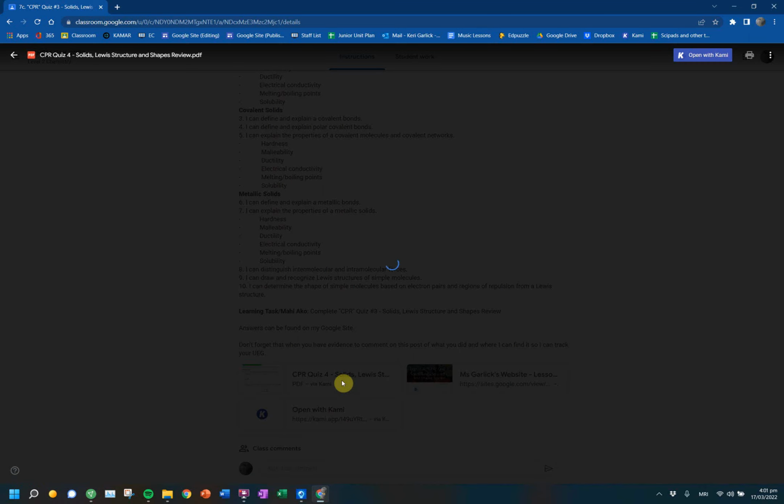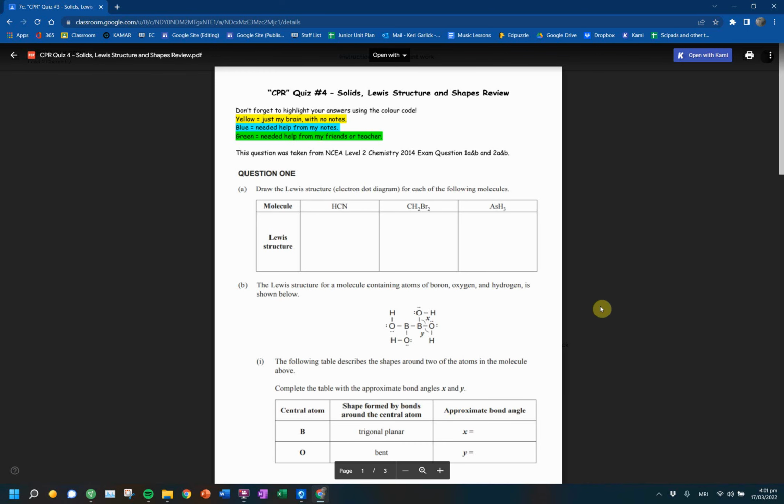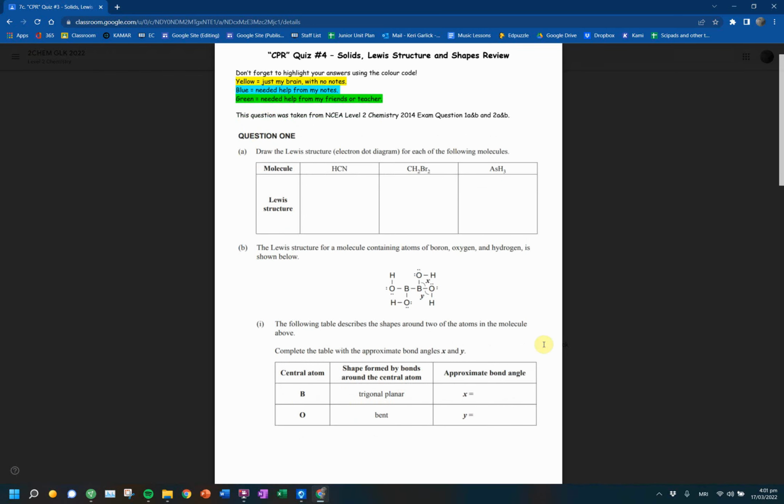Cool. So let's look at this quiz that I've given you this week. It's basically just a revision quiz on everything we've covered so far, which is the types of solids, the Lewis structures, and the shapes. With this one here, I've given you 2014. I've gone back a little bit, and the reason why is because I wanted to show you this question here. Cool. So Lewis structure-wise, you guys can just click on the answers and see that.